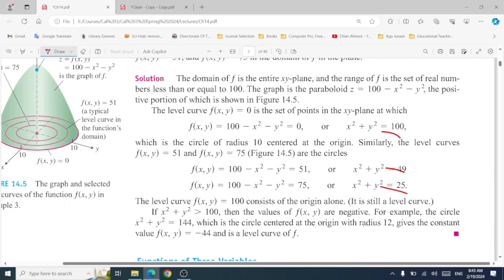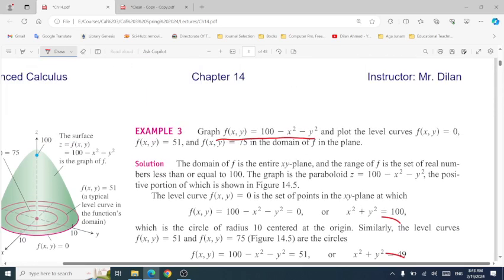Yes, Kaka. Describe it. Find the level curve. This is an exercise.